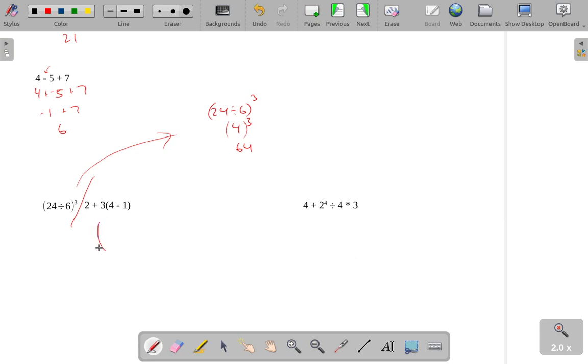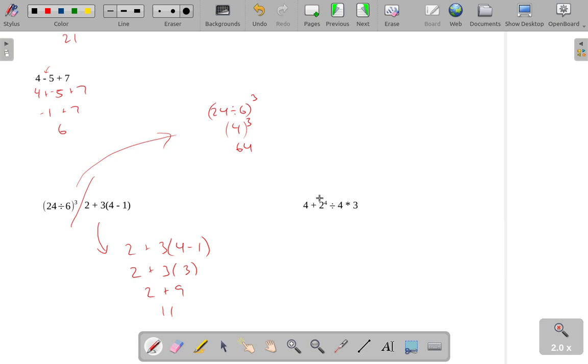This one right here, which is 2 plus 3 parentheses 4 minus 1. We have addition, we have multiplication, and we have subtraction, but the subtraction is on the inside of the parentheses. So that's going to be the first one I do. 2 plus 3 parentheses, well, 4 minus 1 is 3. Now I have addition and multiplication, so I'll do the multiplication next. 2 plus 9, and finally the addition.